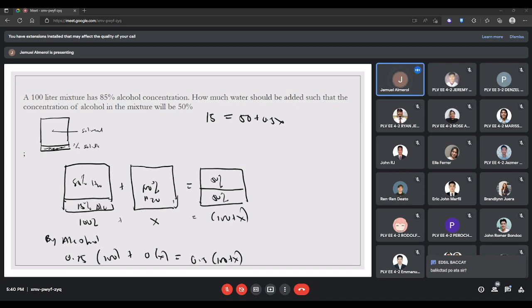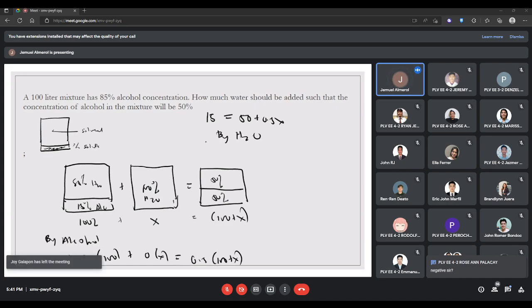Should be added. So a 100-liter mixture at 5% lactose. How much water? Pareho eh. May negative eh. Teka lang. Try ko nga muna sa water.